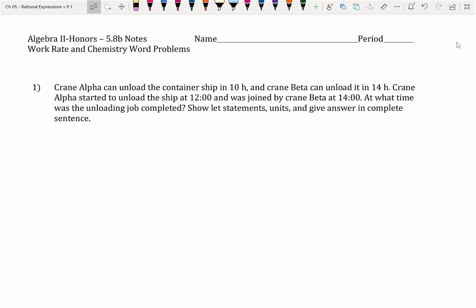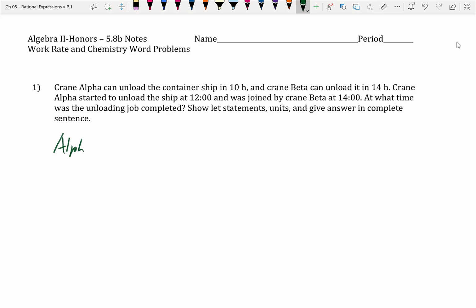Read it first. Crane Alpha can unload the container ship in 10 hours. Crane Beta can unload it in 14 hours. Stop. I had a couple of questions come in about how to address word problems if they have been difficult for you. The first thing I've mentioned is step by step, and just take each sentence and translate it into something you know. So, Alpha, we'll start with that.